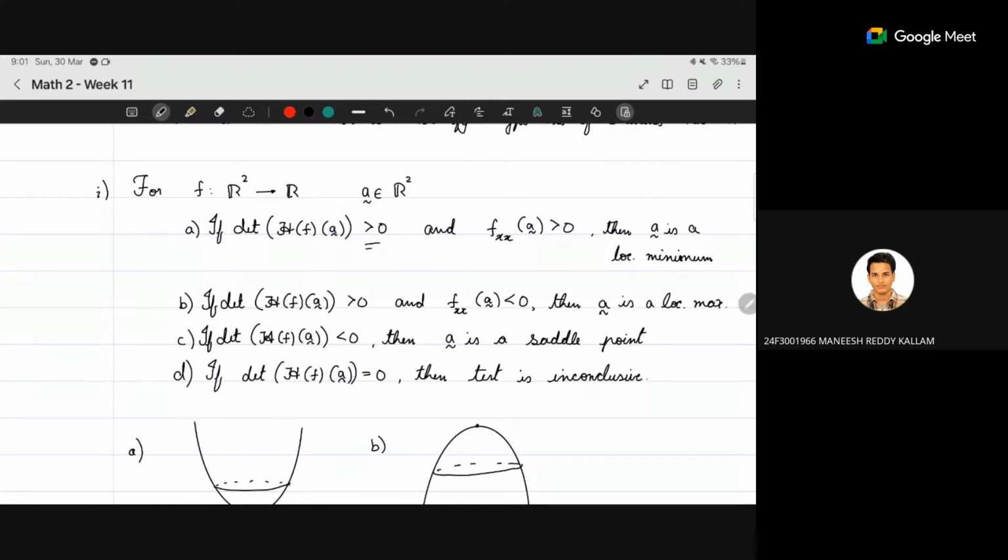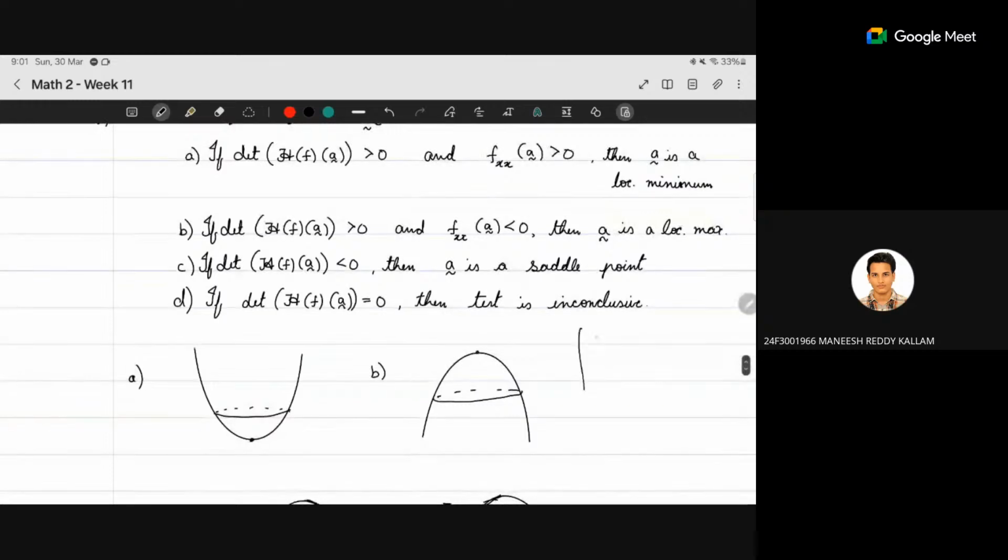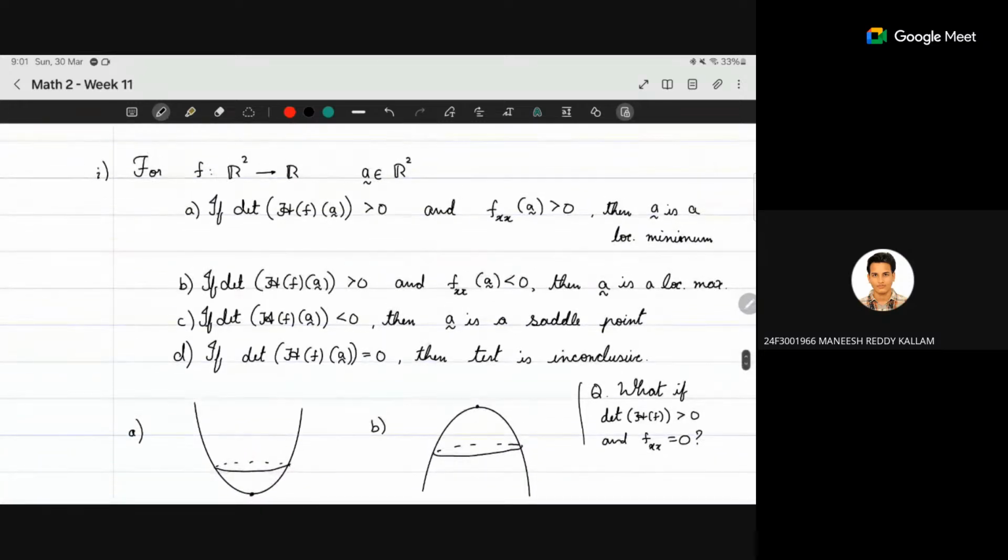So if determinant is positive and fxx is equal to zero, what is the thing then? We have not covered every case, it seems, right? So the question is, what if the determinant of Hf is greater than zero and fxx is equal to zero? Does this fall under any of these cases? Saddle? No. For saddle, we are saying that the determinant is negative. So I'm saying determinant is positive, but fxx is zero.